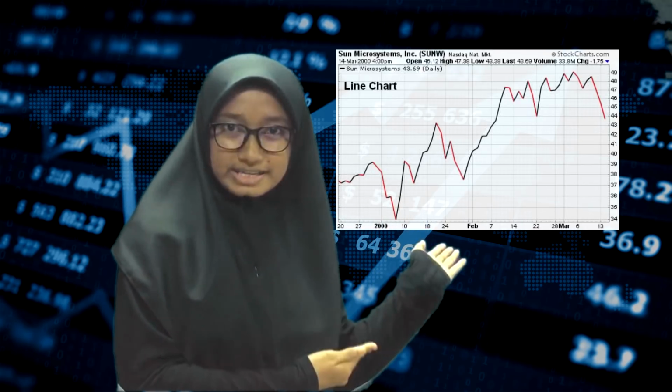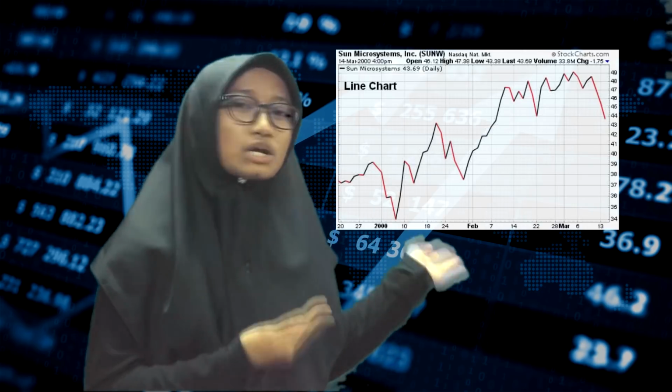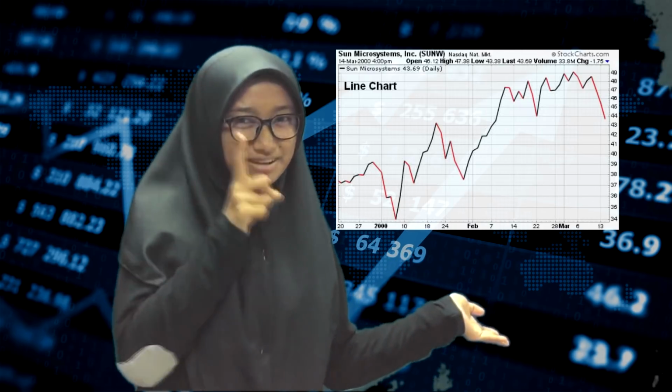Besides that, another one is the line chart. In the line chart, the information is only the closing price. This is because the other individual information, such as the opening, high price and low price, is considered not very important in the stock data. As you can see in the graph, there is only the closing price. So we can say that the line chart is the basic chart, as we only see the closing price. Simple, right?